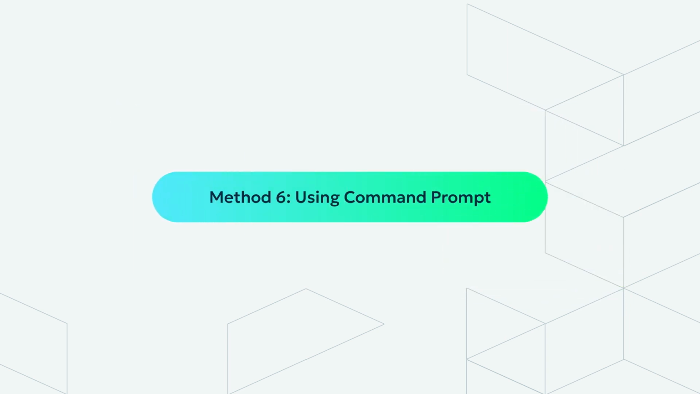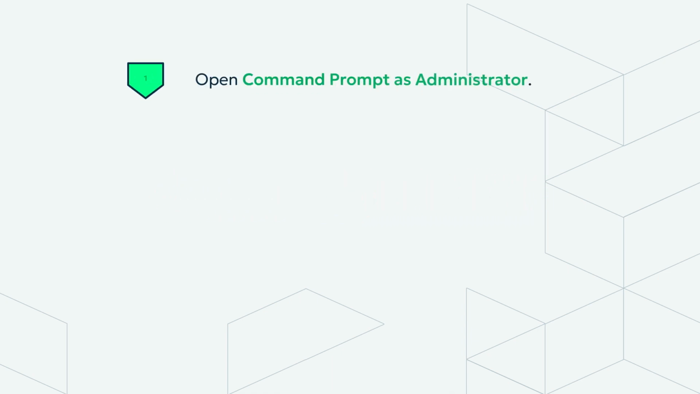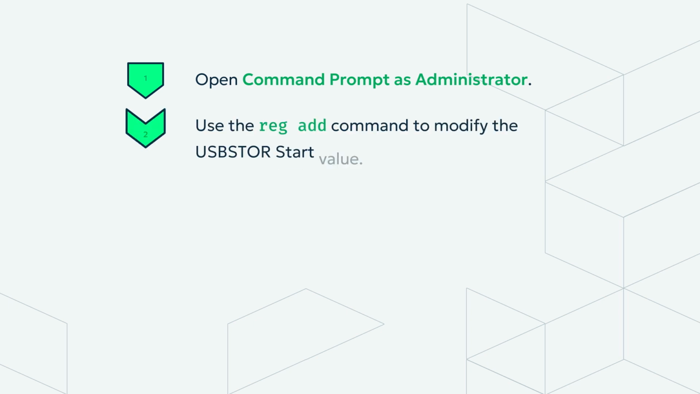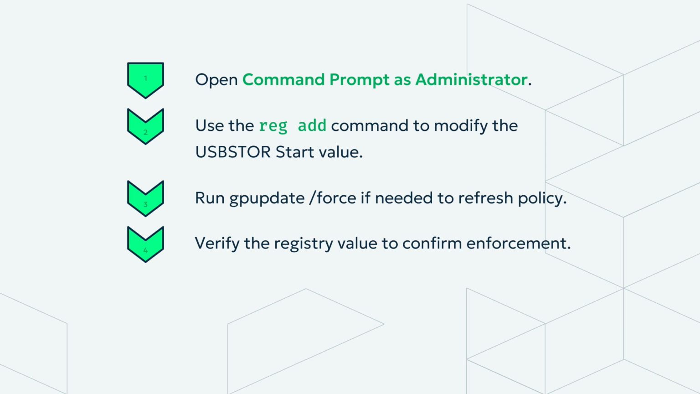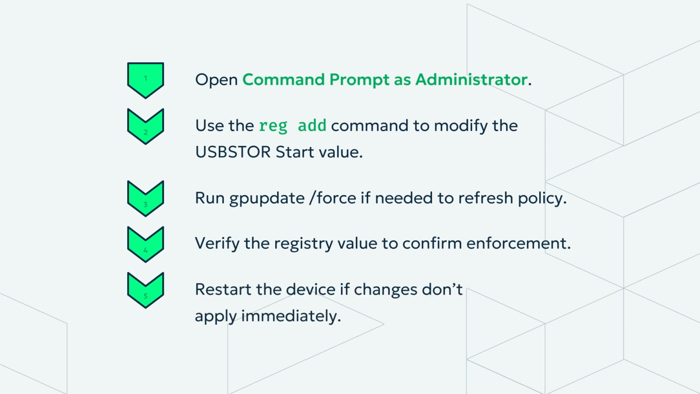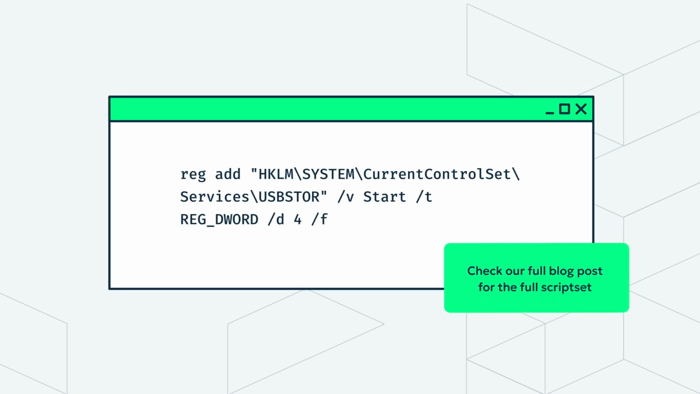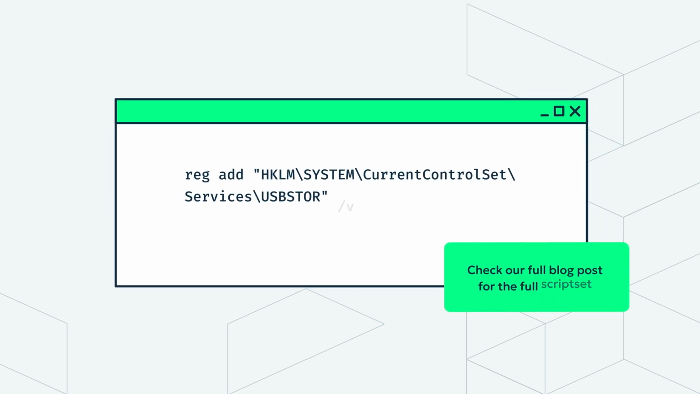Method 6. Using Command Prompt. You can also use Command Prompt to change the USBSTOR value. Follow these steps. Open Command Prompt as administrator. Use the reg add command to modify the USBSTOR start value. Run gpupdate /force if needed to refresh policy. Verify the registry value to confirm enforcement. Restart the device if changes don't apply immediately. Here's one example that disables USB storage drivers.